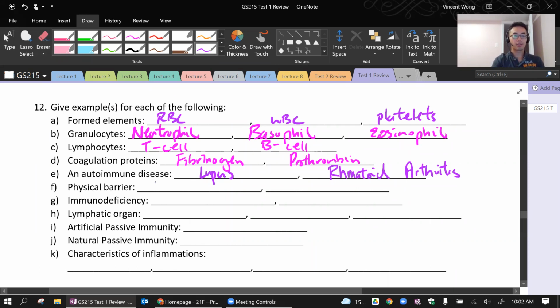Physical barriers. Anybody? Oh, this one is easy. I guess I'll do it. There is the normal flora. There is the skin, right? Mucous membranes. Okay, what about immunodeficiency? Anybody?